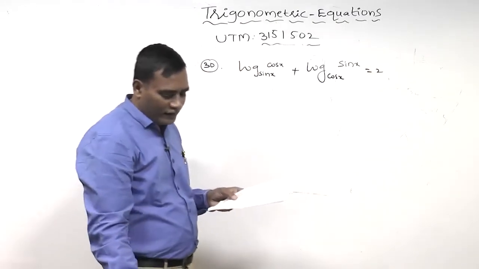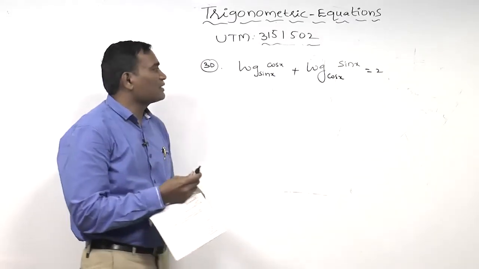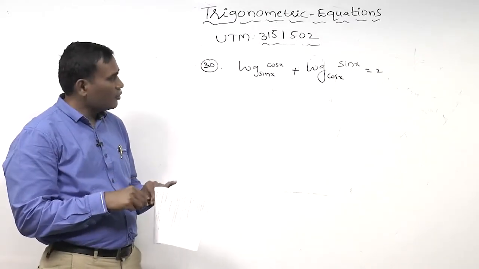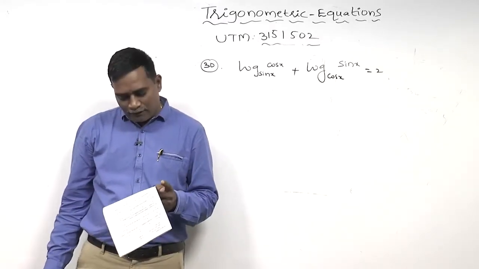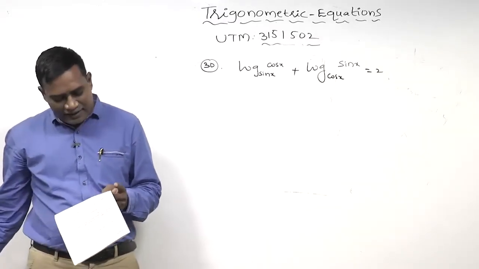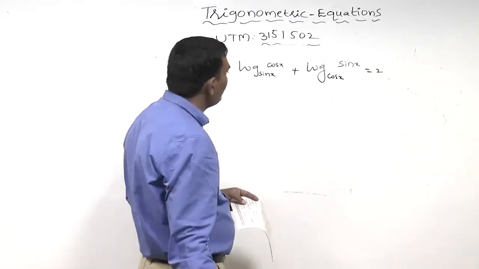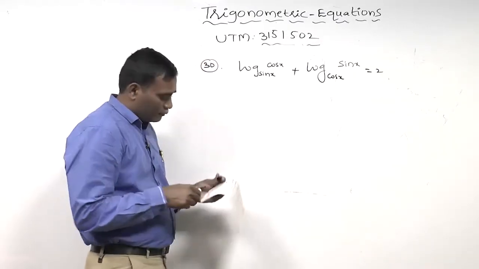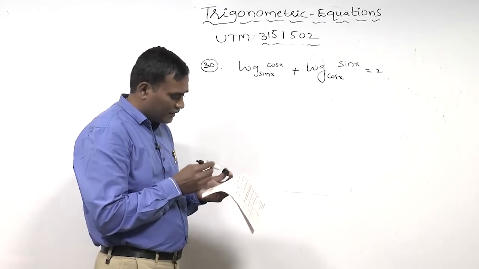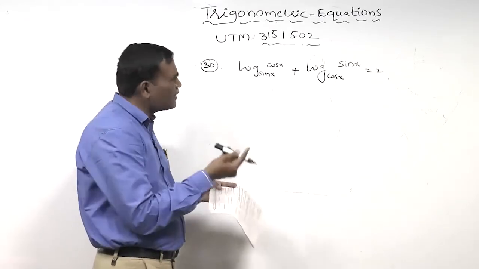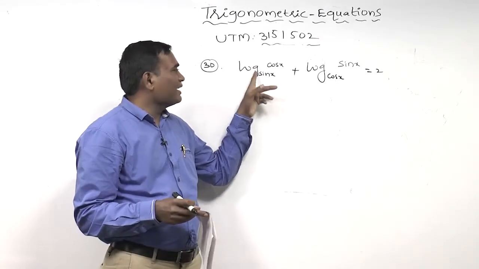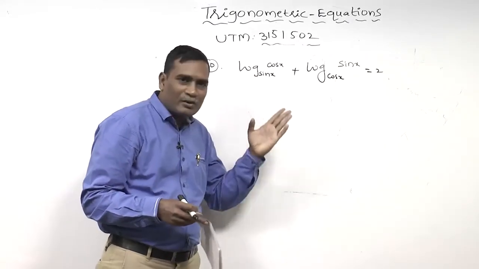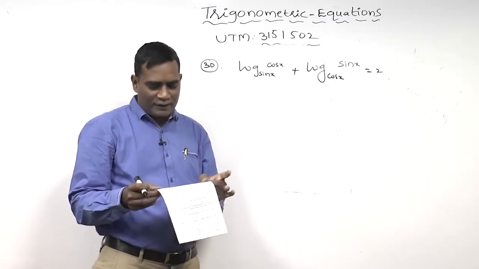Then what is the value of x? Log cos x base sin x plus log sin x base cos x is equal to 2. What is the value of x when it is possible? For what value of x? Options are given. You substitute the options. No problem. Pi: cos pi, sin pi is 0. Here, logarithm with base 0 is not defined. So, don't consider pi as the answer.